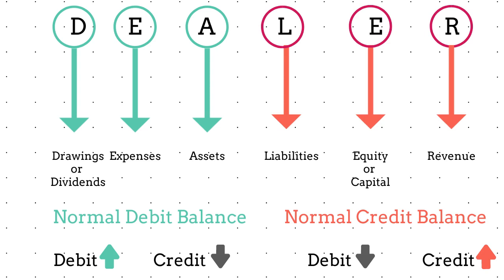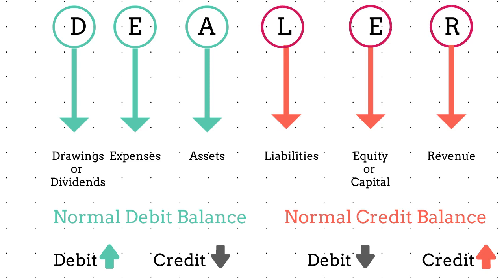One way to remember whether an account increases with a debit or increases with a credit is the mnemonic DEALER. That's D-E-A-L-E-R. The first three letters refer to accounts that increase with debits and have a normal debit balance. The letter D stands for drawing and dividend. The letter E stands for expenses, and the letter A stands for assets. All of these accounts increase with a debit.